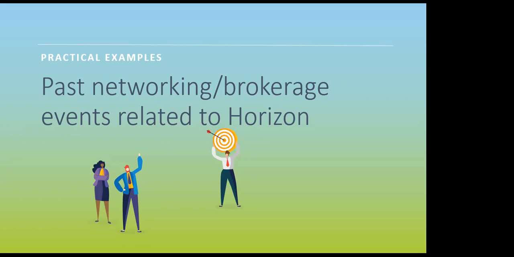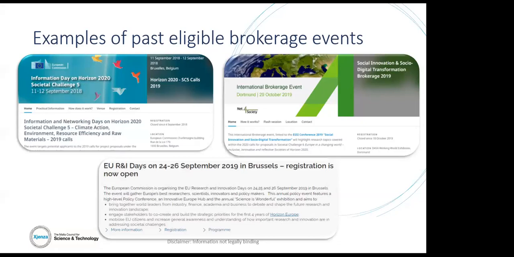Due to COVID, there was a stop in traveling. There was a pause in events. So I could mainly get examples from Horizon 2020. The scheme has opened now, but these are some events that would be eligible for funding if the scheme was open during that time. So an information day on Horizon 2020. The agenda has to say that there is a Horizon Europe element in it, that the event is really dedicated for Horizon Europe, or that there will be brokerage events related to Horizon Europe.